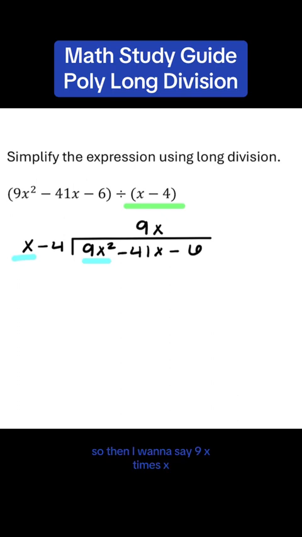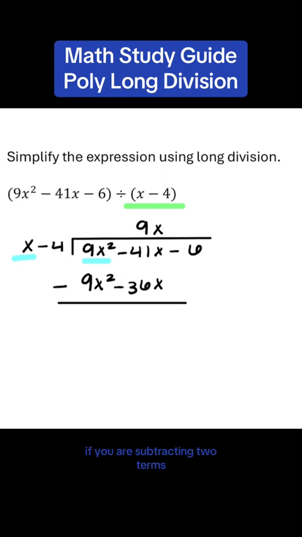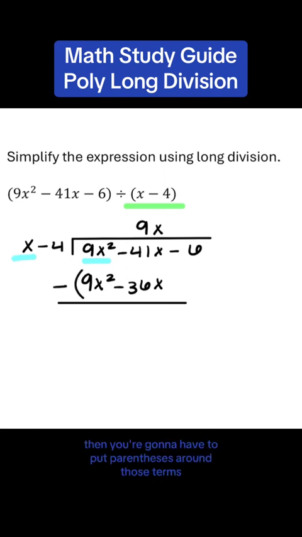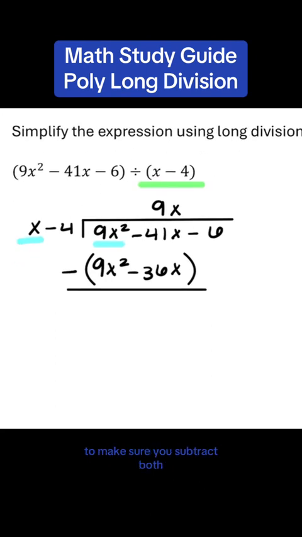Then I'm going to say 9x times x, which I know is 9x squared. I'm also going to say 9x times negative 4, which I know is negative 36x. Just like with normal division, we're going to subtract. However, if you are subtracting two terms, you have to put parentheses around those terms to make sure you subtract both. So you have 9x squared minus 9x squared.